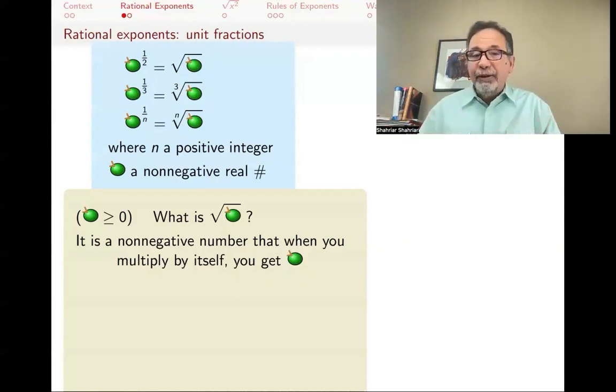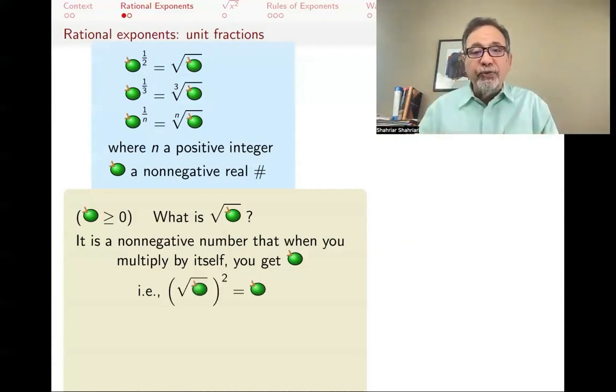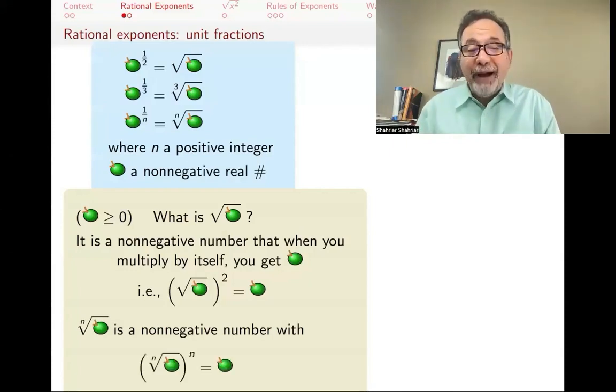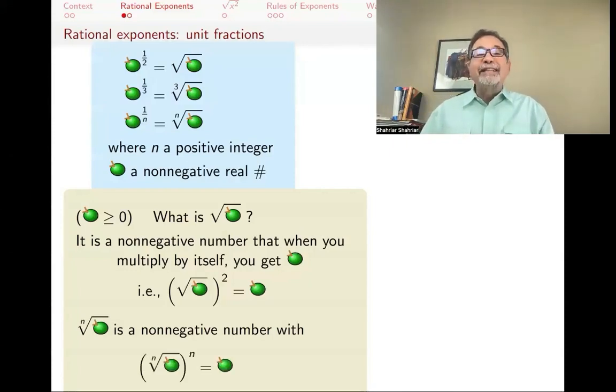So it's sort of a complicated number. The definition of square root of apple is that it's the number that if you square it, you get apple. Likewise, the nth root of apple is a number that if you take its nth power, you get apple as well. And these are only defined when apple is greater or equal to 0.